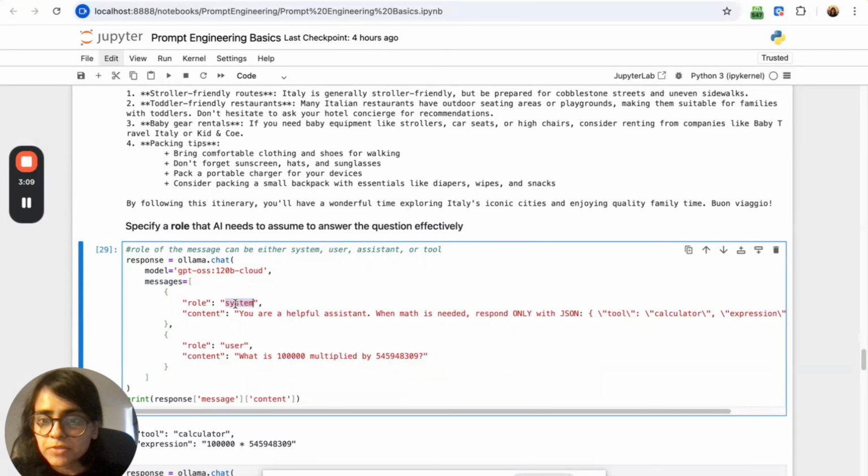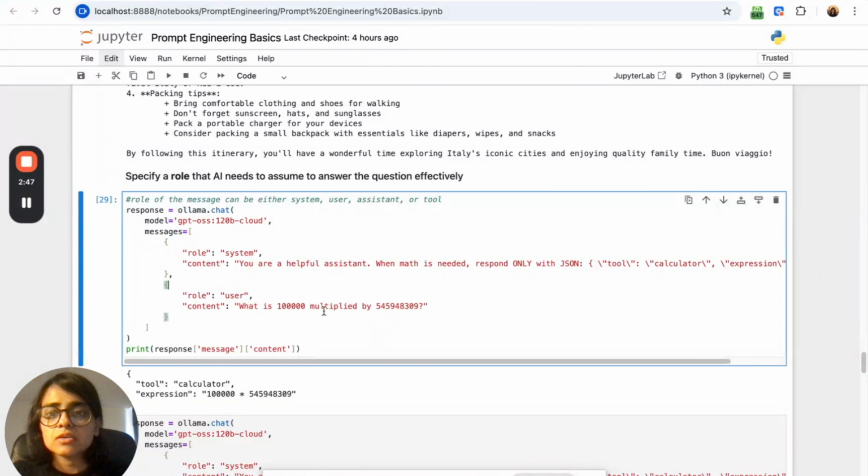and the role system is basically the system message that you want to pass to the LLM, which sets the tone or the behavior that the AI needs to assume in order to come up with the answer for you effectively. So for example, you can say "you're a helpful assistant," or you can say "you're an expert math teacher" when you're trying to solve some complex mathematical problems. You can control how the AI responds just by sending a system message.